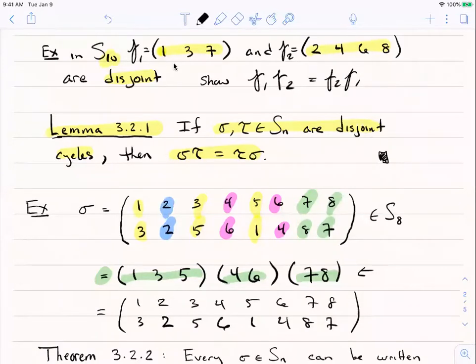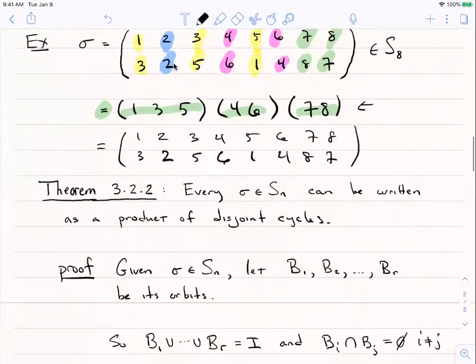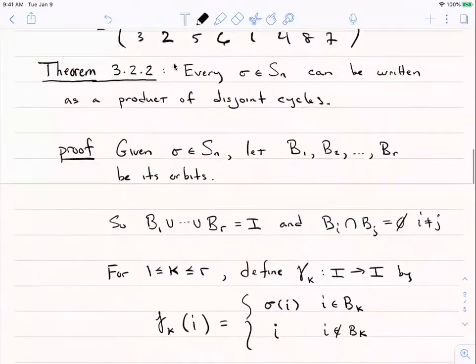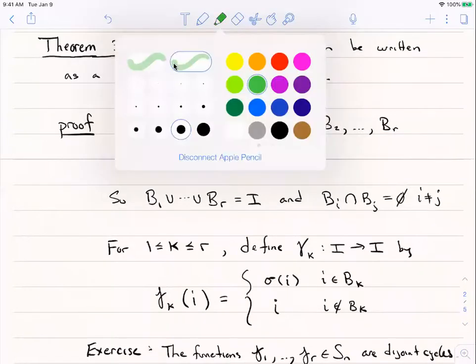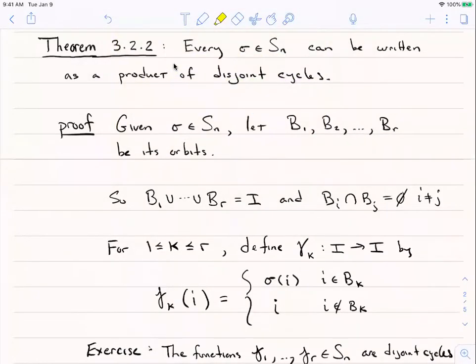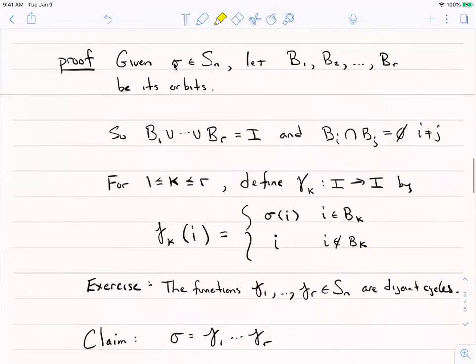You exactly recover sigma. That is the essence of theorem 3.22. Theorem 3.22 says that every permutation in Sn, every sigma in Sn, can be written as a product of disjoint cycles. Okay, so let me try to walk you through a proof of that. Slightly different than the argument that the author gives in the book.